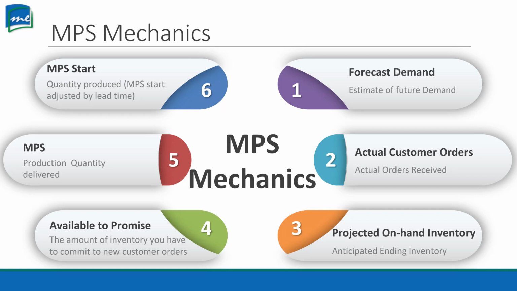So then we have our master production schedule. So this is our production quantity delivered. This is what actually shows up and is available, or what we would take. We would fill customer orders, and then everything else would be available to promise. But then we also have our MPS start. So this is our quantity produced, but we have to also remember that even though we start producing it, it's not magically already inventory. We have to wait because there's lead time. We have to wait for the materials to be actually produced.